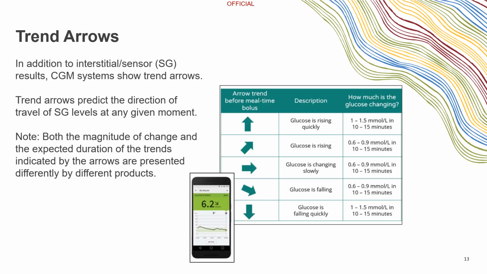In addition to an interstitial glucose result, CGM systems also offer trend arrows. Trend arrows predict the direction of travel of the sensor glucose at any given moment. However, it is important to note that both the magnitude of change and the expected duration of the trends indicated by the arrows are presented differently by different products. The image is an example.